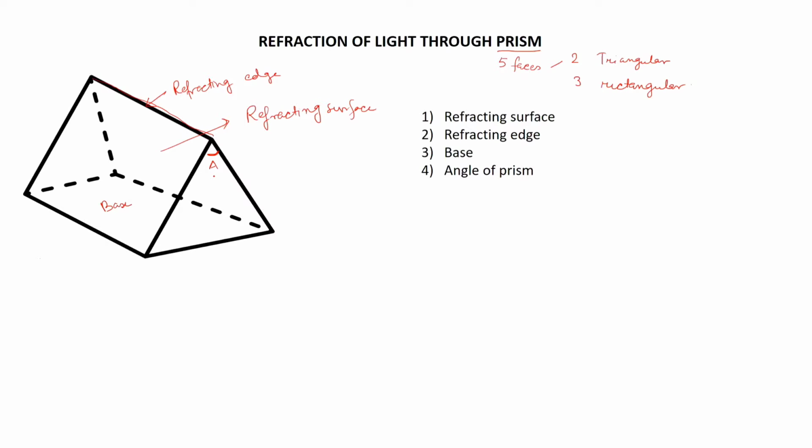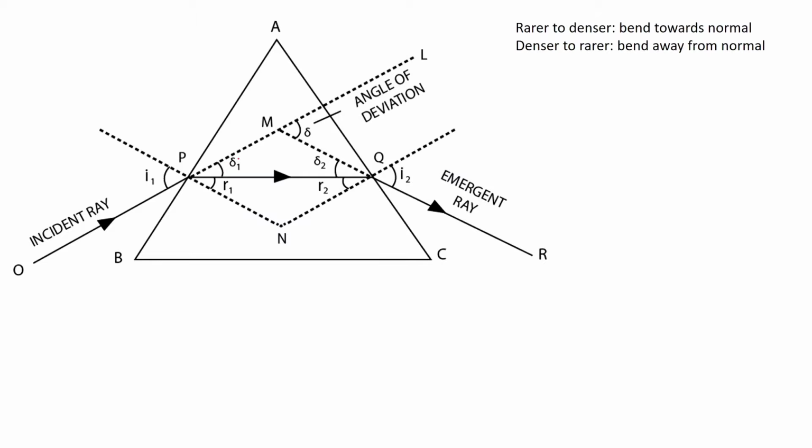Okay, so moving to the next slide, this is how a ray of light enters the prism and exits the prism. Okay, so this one is the normal, this one is the normal, and here this one is the normal. Fine. So the normal always makes 90 degrees, so here it is 90 degrees. When a ray of light is incident on a prism, the outer one is the rarer medium and this one is the denser medium. Similarly, here it is the denser medium and here this one is the rarer medium.